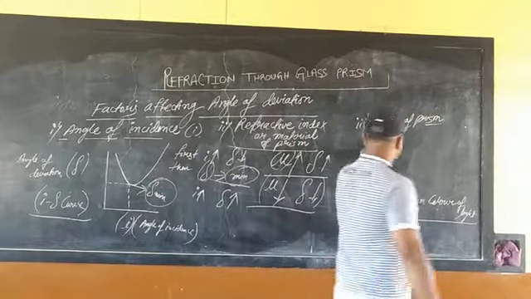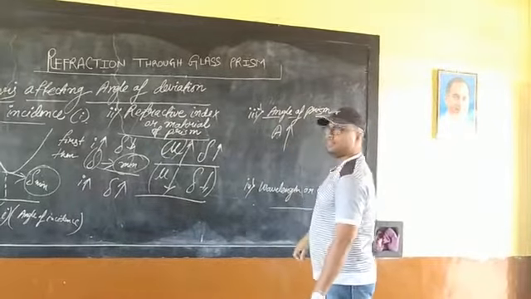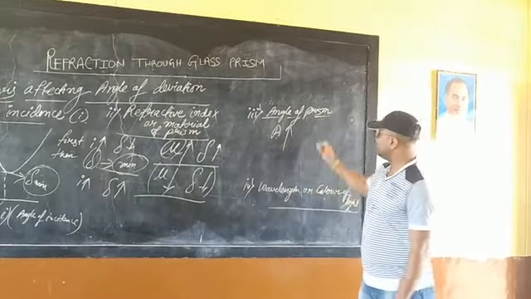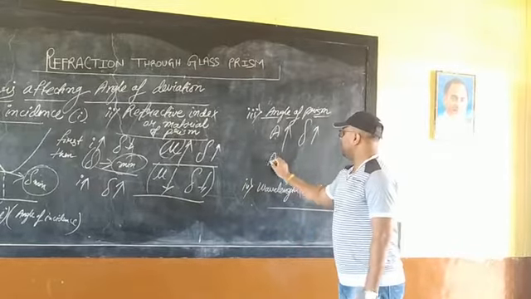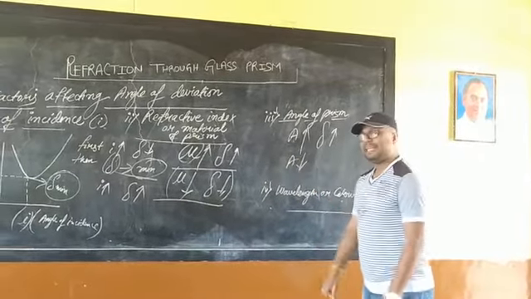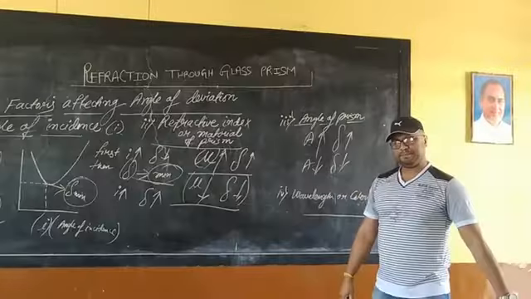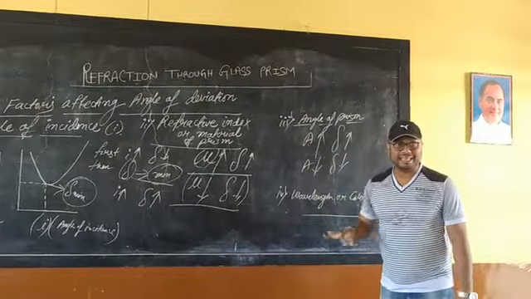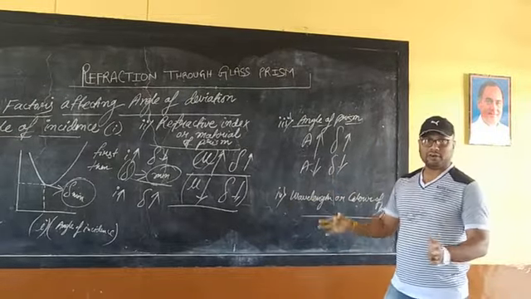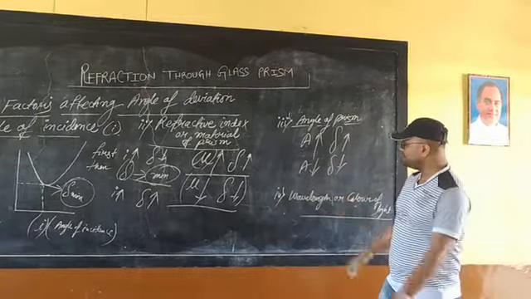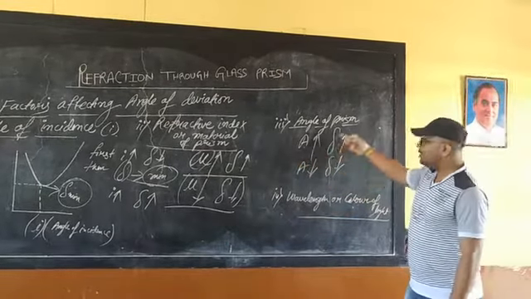Third, angle of prism. If angle of prism increases, students, then the value of delta also increases, and if the angle of prism is decreasing, then delta will also decrease. Angle of prism cannot be changed in the same prism, because it's a solid figure. We cannot compress or expand it. But if you change the prism with different values of angle A, similarly you will find a change in the angle of deviation.